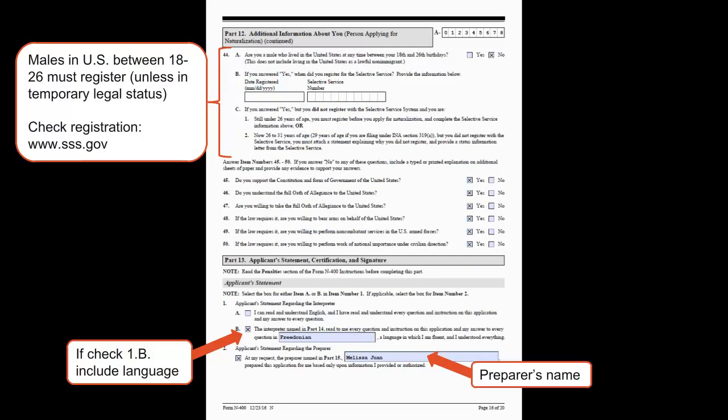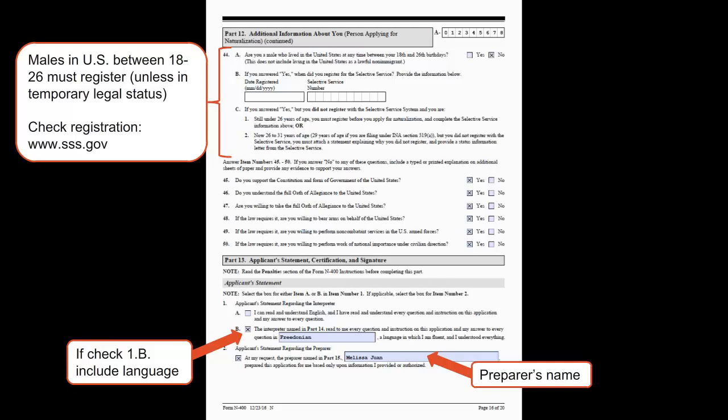Question 44 relates to selective service. Males between ages 18 and 26 must register for selective service unless they are in a temporary legal status, such as a student visa, visitor visa, or other type of temporary visa. You can easily check a registration online by going to www.sss.gov and entering the applicant's first name, last name, Social Security number, and birth date.